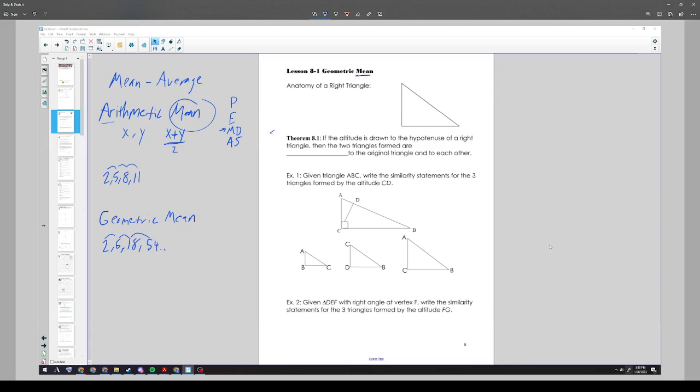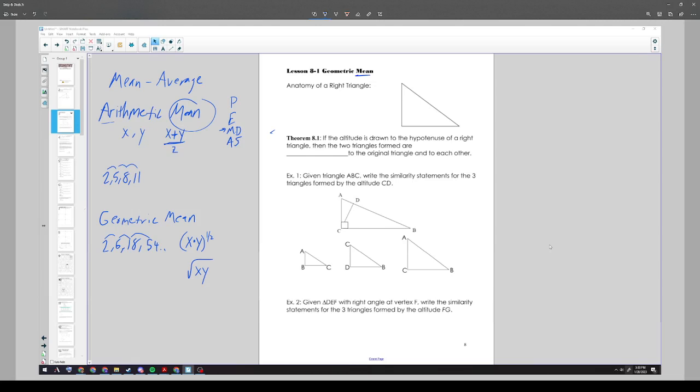So instead of doing x plus y divided by 2, we're going to do x times y, and then instead of dividing by 2, we went from addition up to division, so we're going to go from multiplication up to exponents. So we're not going to divide by 2, we're going to raise it to the 1/2 power, which is equivalent to saying the square root of x times y. So that's what we end up with for geometric mean, and it has a lot of important properties with those three similar right triangles. So let's take a look at some of those.